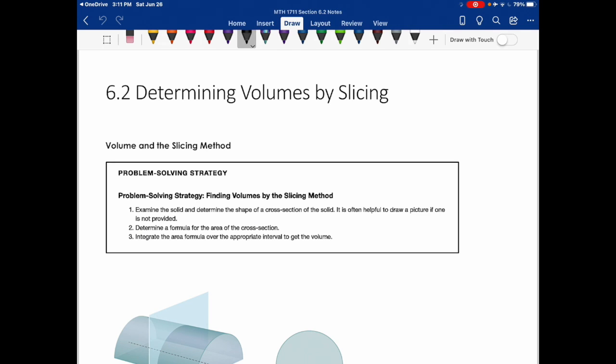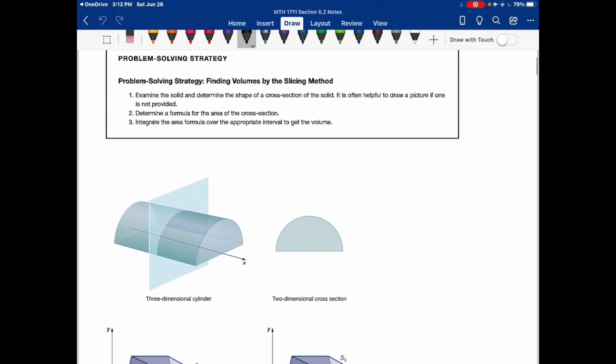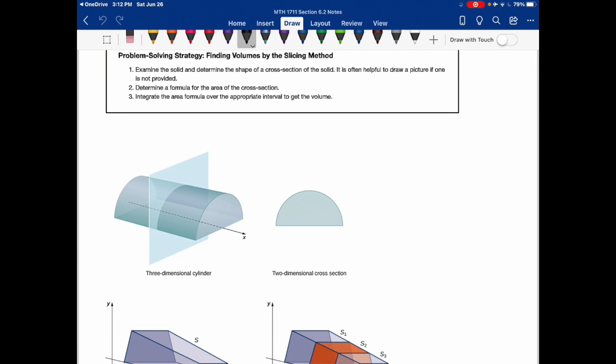And each of these methods really depends on the solid. So you're going to have to evaluate the situation and determine which would be the best method to use. Now, first we're going to talk about the volumes and slicing method.